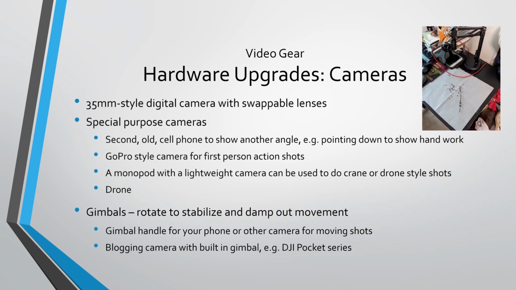Gimbals, I'll show you a picture of those in a moment, are devices that rotate to stabilize and damp out movement. So if you need to have your camera moving, use a gimbal. You can get a gimbal handle for your phone or other camera, or you can buy a camera with a built-in gimbal, like a DJI Pocket. I will show you mine in just a moment.